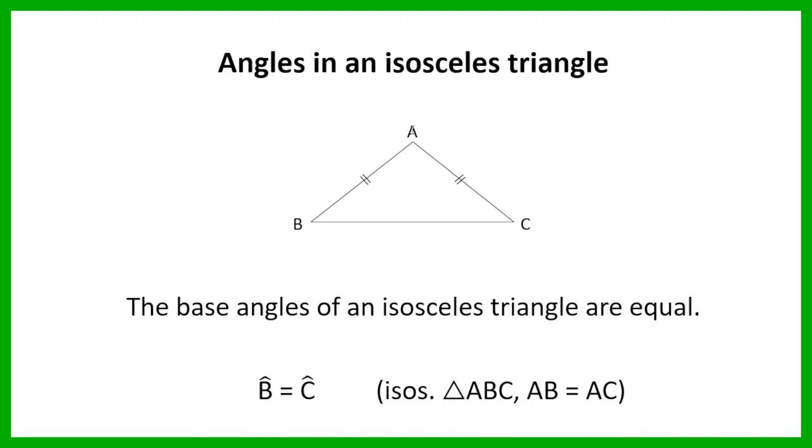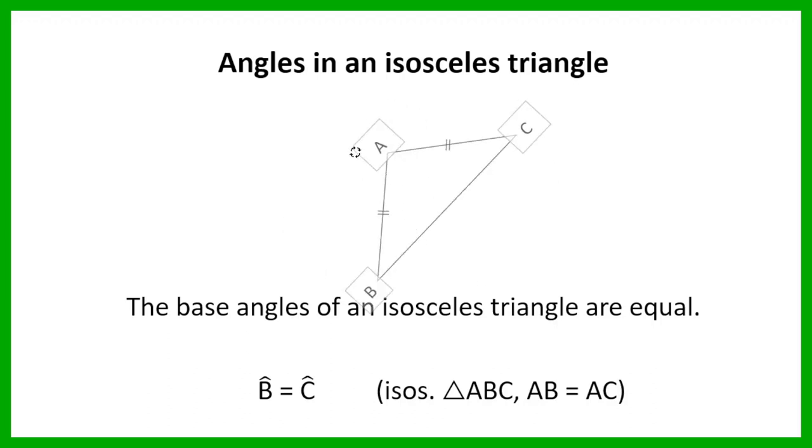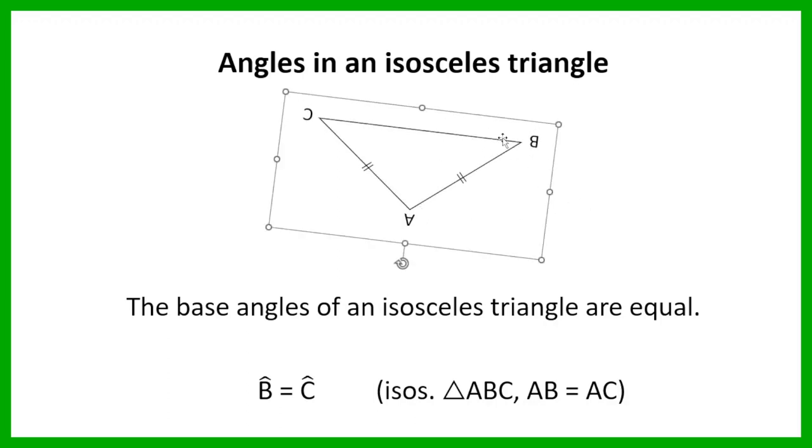Then we have isosceles triangles. Now remember, an isosceles triangle is a triangle that has two sides that are equal to each other. Okay, so when you have an isosceles triangle, then the base angles of an isosceles triangle are equal. Remember, the base angles are the angles that are opposite the equal sides. So even if this has been rotated like this, so that these are not at the bottom, they are still what we call the base angles because they're still opposite the equal sides. So angle B is equal to angle C, and our reason for that is because it's an isosceles triangle. We name the triangle ABC, and we say which sides are equal to each other, which is how we know that this is an isosceles triangle. So AB is equal to AC.